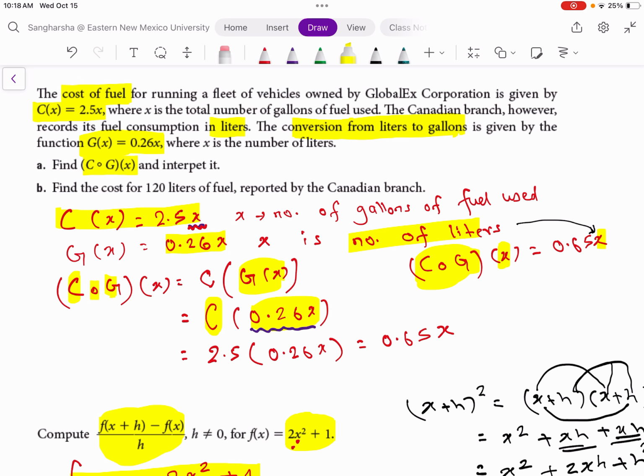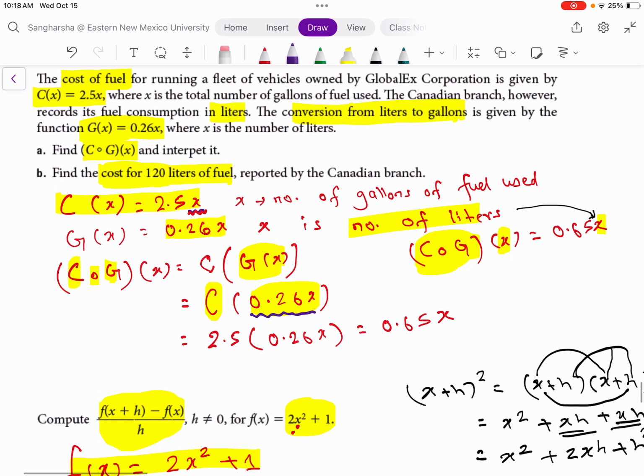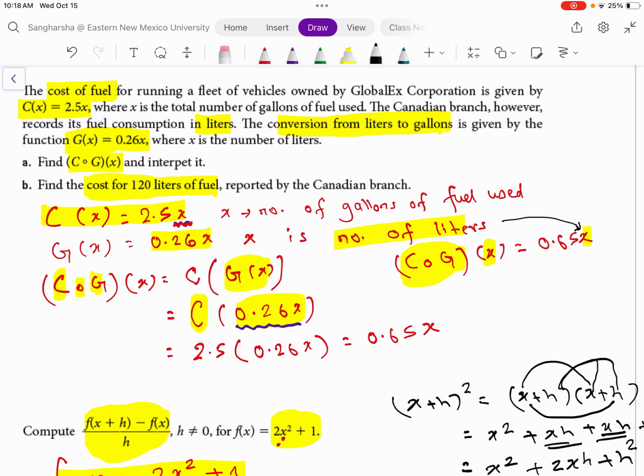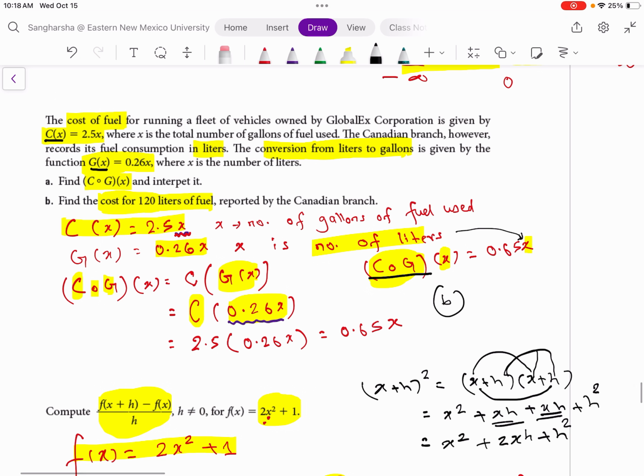Now in part B, we are asked to find the cost of 120 liters of fuel. And that is given by which function? So we have three functions now. We have C of x, we have G of x, we have C composite G. So which function gives us the cost of 120 liters of fuel? So why is this not C of x? Is it C of x or not?